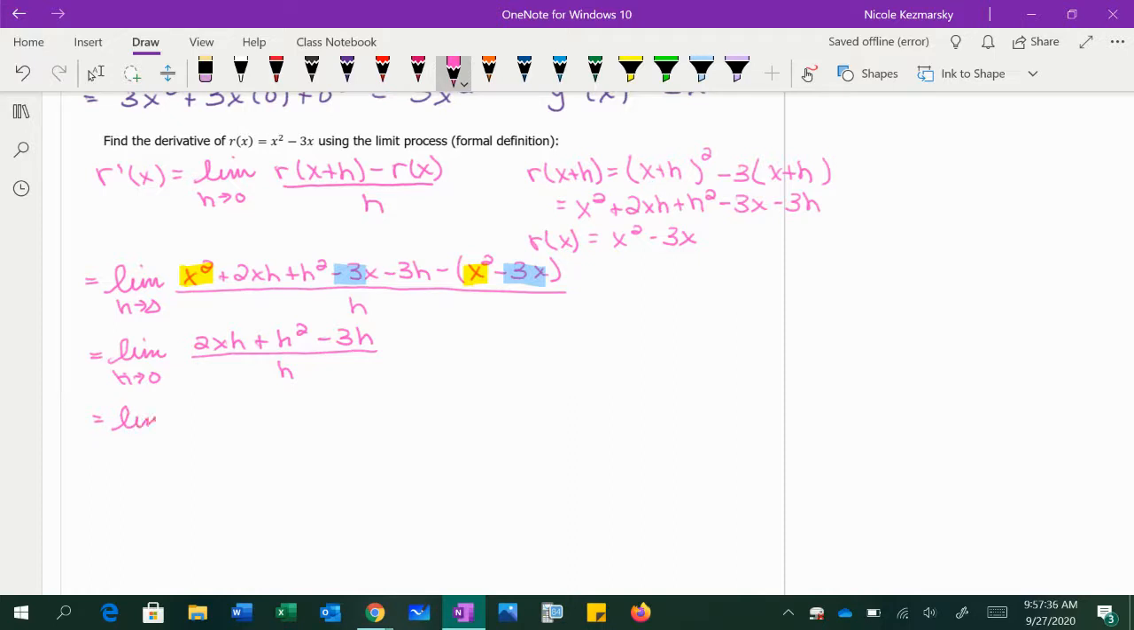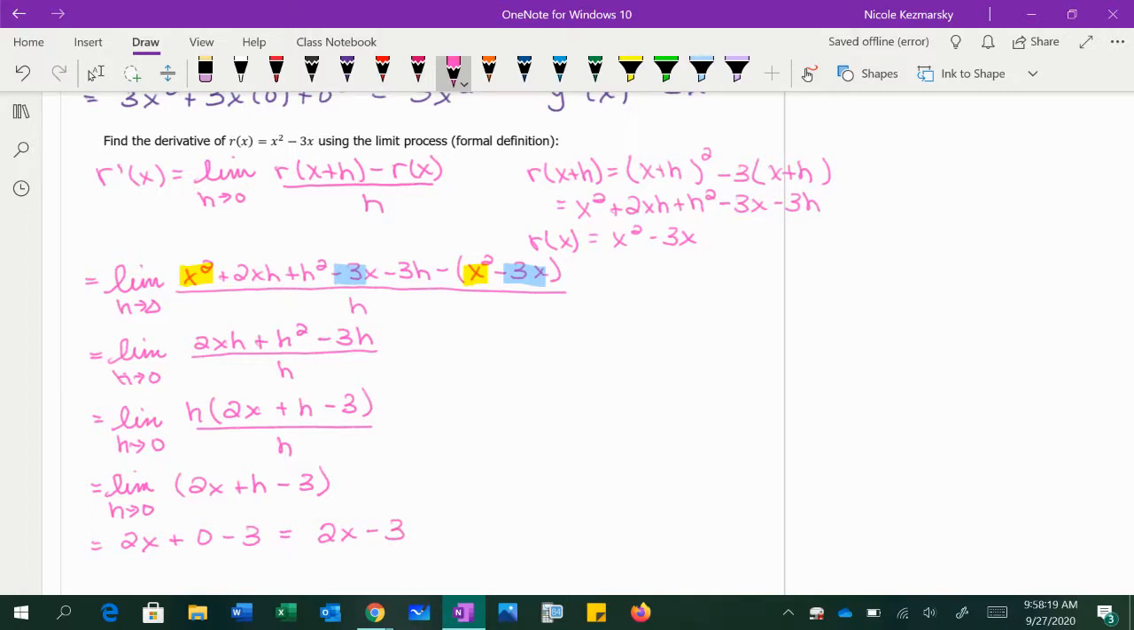Just like in all of our previous examples, I should have h factor out. So I'm going to have h times 2x plus h minus 3, divided by h. The h should cancel. So I'm going to have the limit as h approaches 0 of 2x plus h minus 3. I'm going to let h go to 0. So I'm going to say 2x plus 0 minus 3, which is going to equal 2x minus 3.